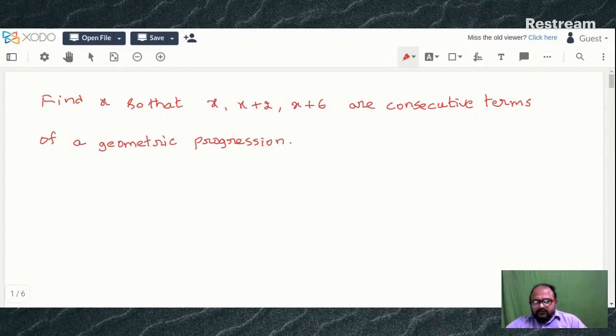In this problem, three consecutive terms are given, and these three consecutive terms are in a geometric progression. Then we should find the value of x. So now let us note down the steps.